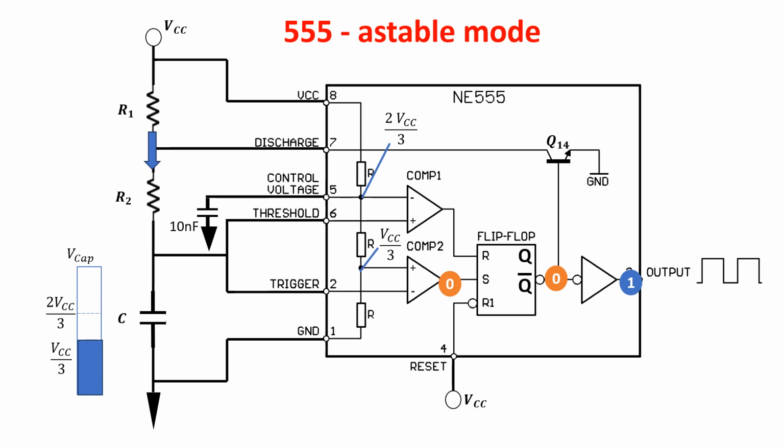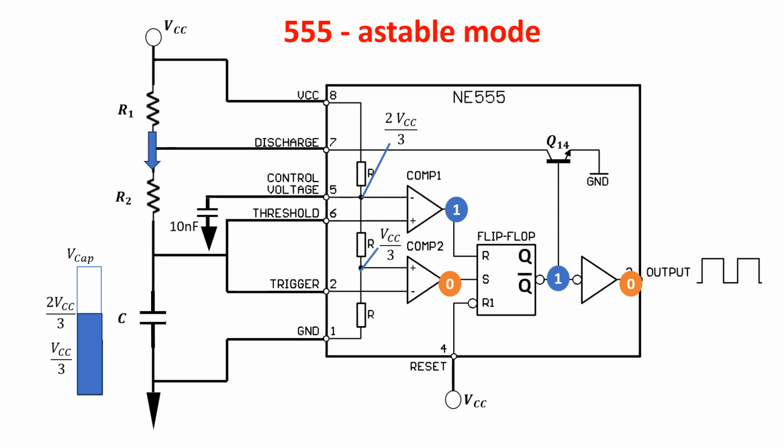So the capacitor keeps charging. Comparator 1 remains at 0 till the positive input connected to the capacitor reaches the negative input at 2/3 of VCC. At this point, comparator 1 flips to 1, giving the reset to the flip-flop, turning on the negative Q output and switching to 0 the 555 output.